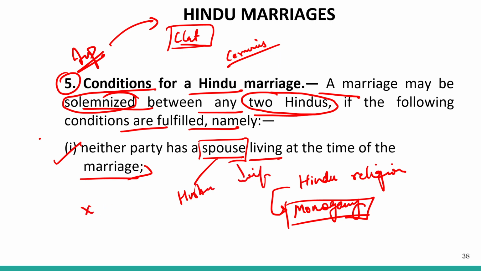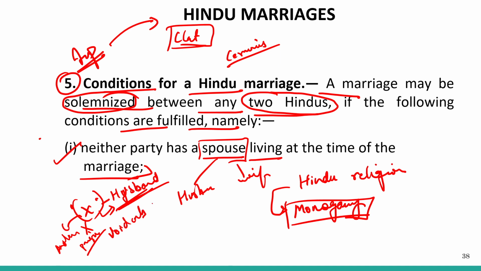So let's take an example. There is one person X. She has a husband living, and she wants to get married again to another person. If she marries within the time period when the husband is alive, then this marriage is considered to be void ab initio, because since the husband is alive, she is not supposed to get married. Neither party has a spouse living at the time of the marriage.